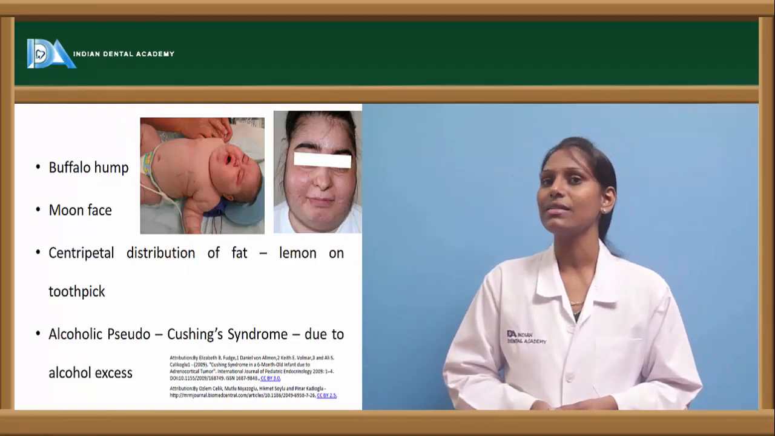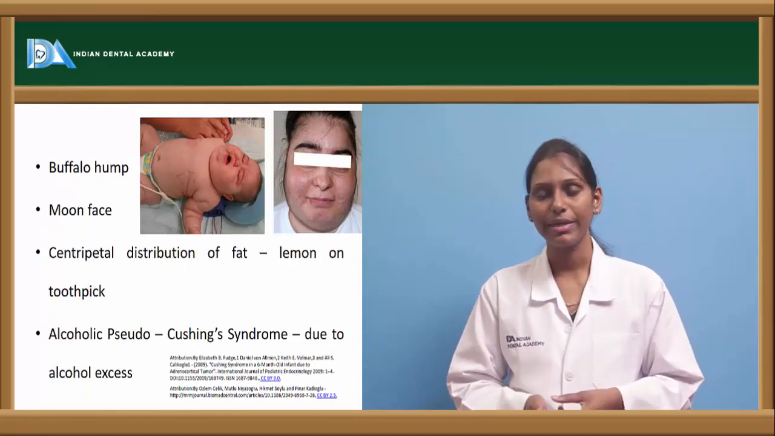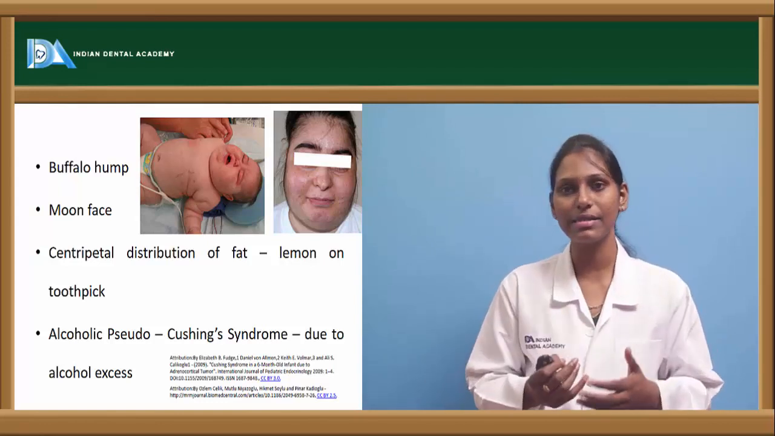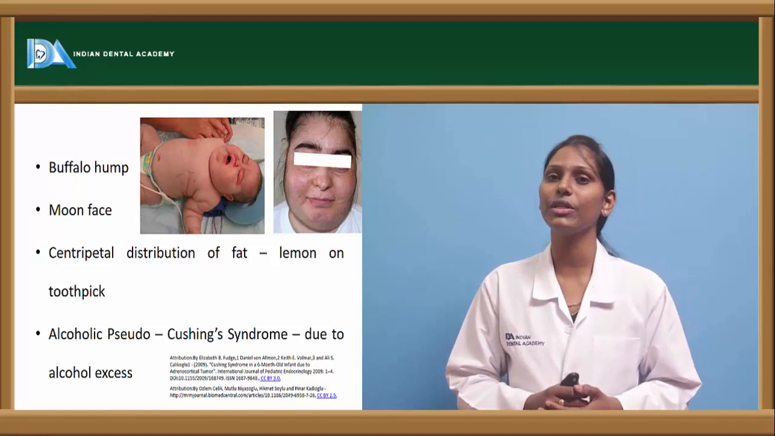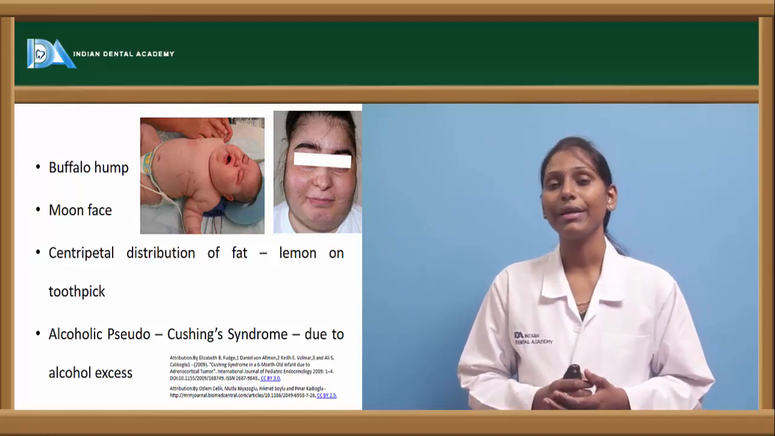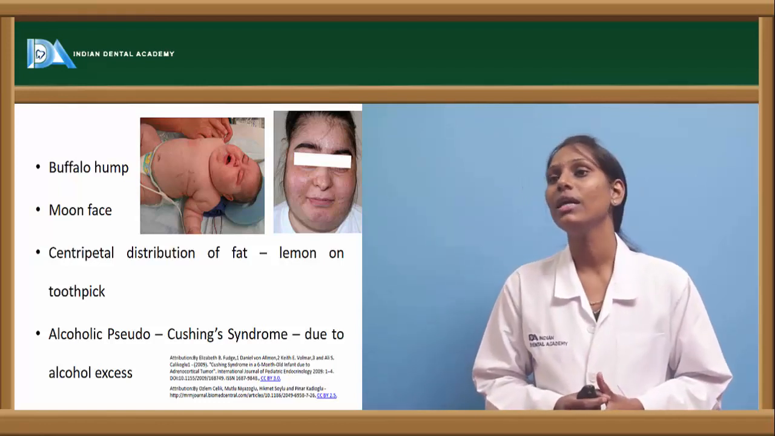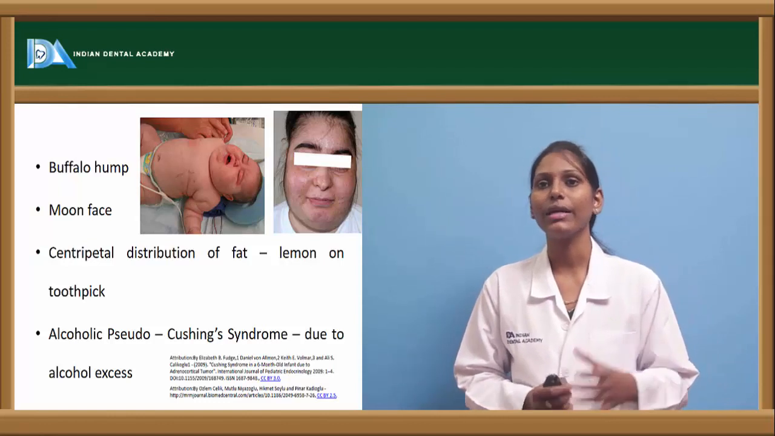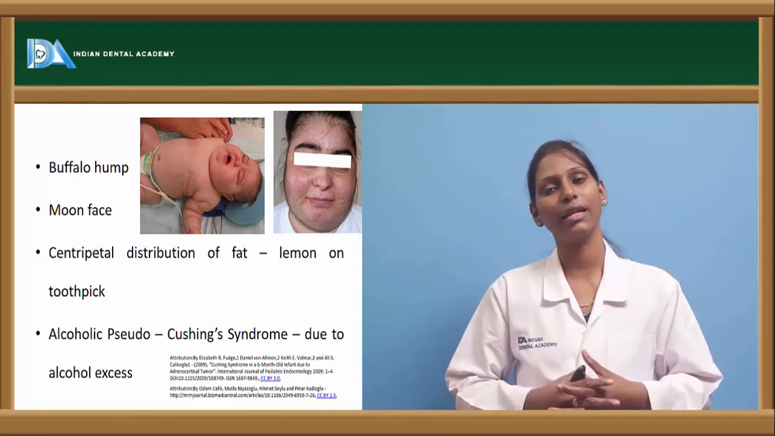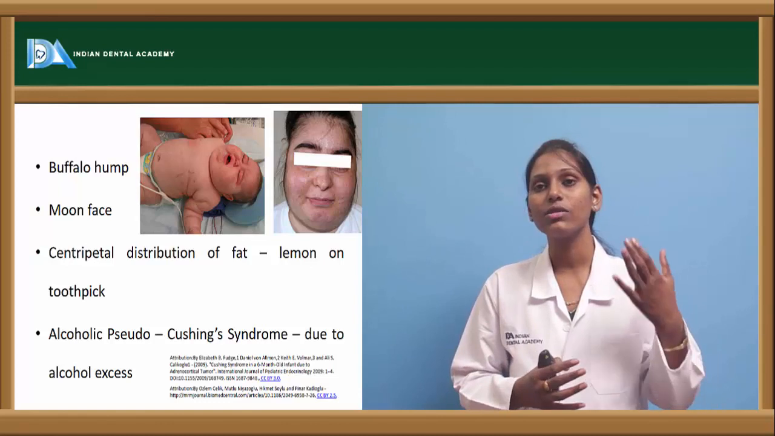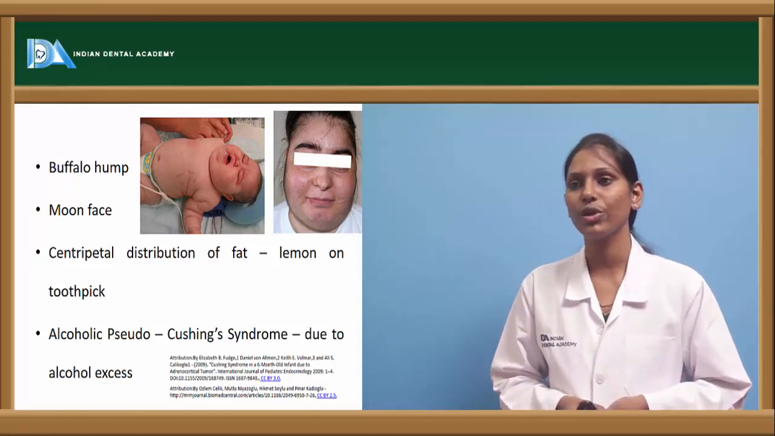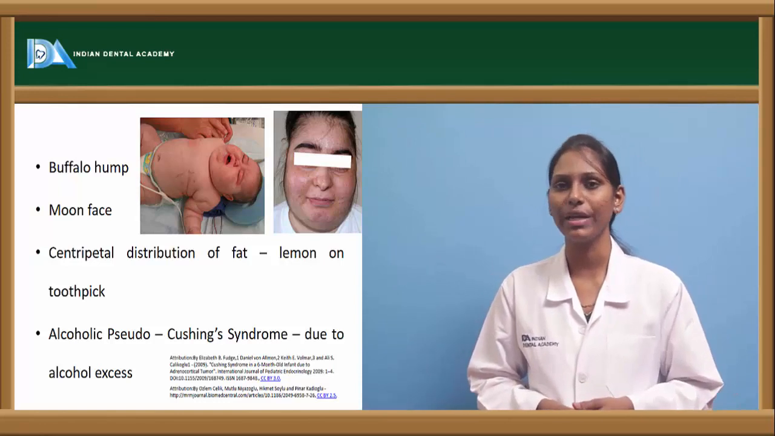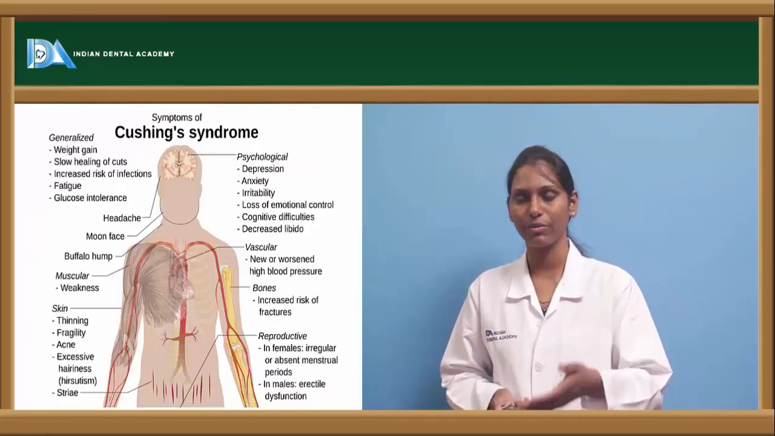And the characteristic manifestation is moon face. Patients, as I said, have unexplained weight gain. They will also have obesity, especially centripetal distribution of fat, and a characteristic appearance called lemon on toothpick appearance. Okay, and patients will have a bulging face, that is called moon face, and they also present with buffalo hump. And there is something called alcoholic pseudo-Cushing syndrome. This is because of alcohol excess, as we have just seen, right?